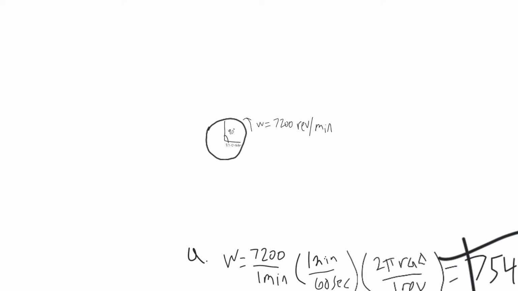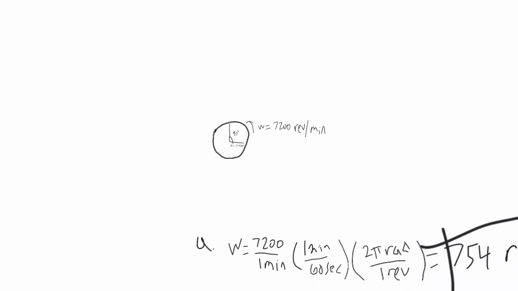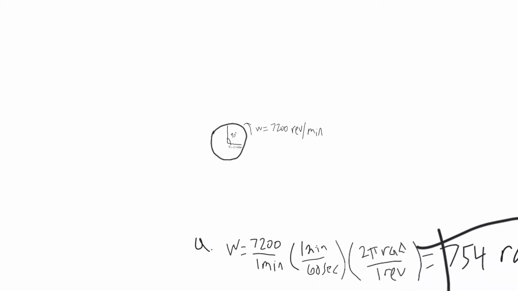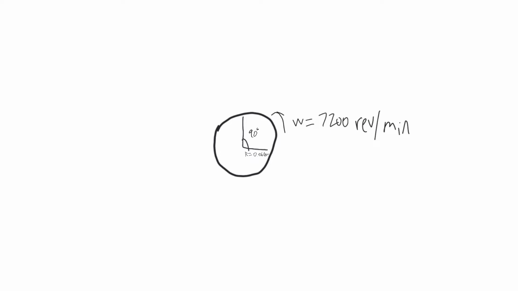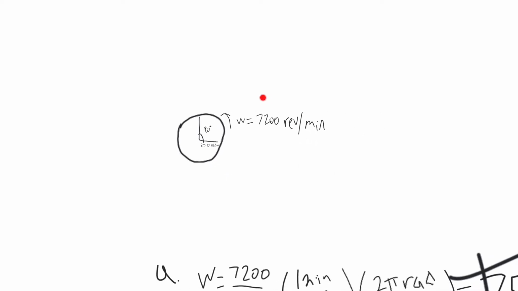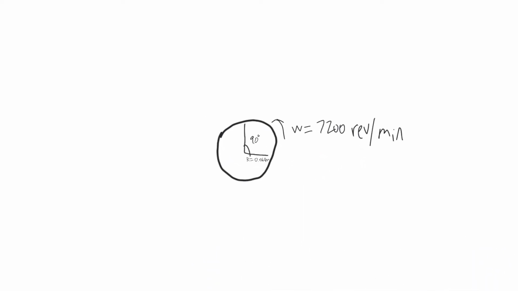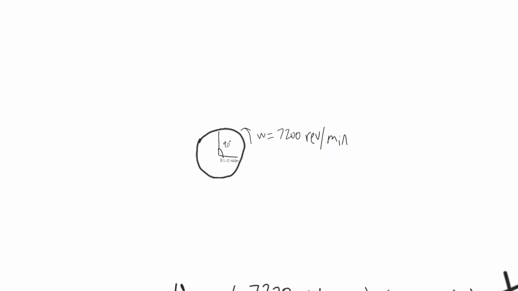Okay, so for example 9.1, we are told that we have a compact disc which has a radius of 0.060 meters, and it has an angular velocity here of 7,200 revolutions per minute, right? And this is just a basic setup of how it would look. We have a 90 degree angle here, and that's just the setup of it.